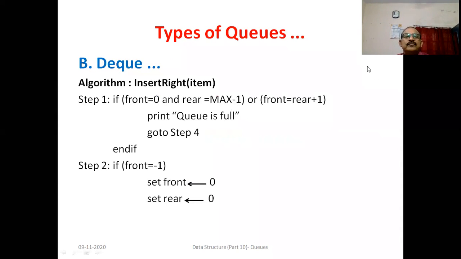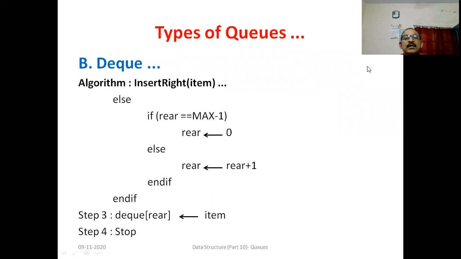Insert right. If front is equal to 0 and rear is equal to max minus 1, or front is equal to rear plus 1, we have already seen this case, we can say queue is full. Otherwise, if front is equal to minus 1, we simply set front is equal to 0 and rear is equal to 0. Here we are going to perform the insert right operation, means we are going to perform the insert operation at the rear end.